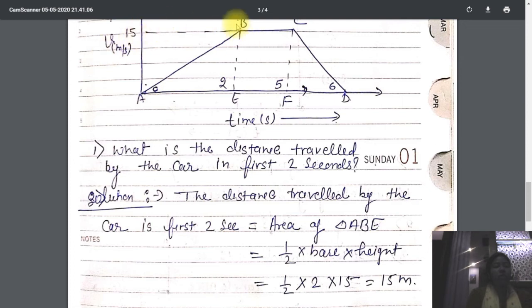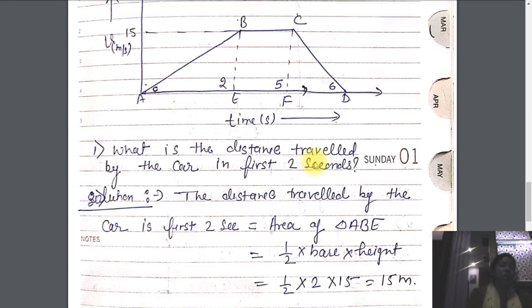So what is the value of the object from this point to this point? That is 15, the value we have up to this point. So we'll write down here the height from 0 to this point, and up to this point we have the value of the distance. We'll write down here 1 by 2 into 2 into 15, that gives us the value of 15 meter. That means in the first 2 seconds of the journey of the car, it covers 15 meter distance only.